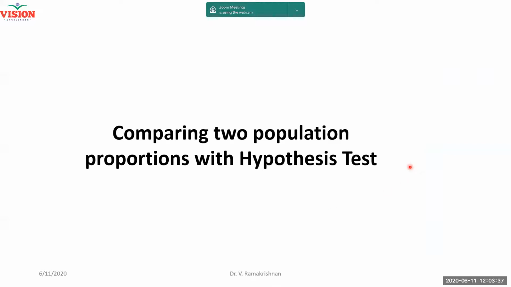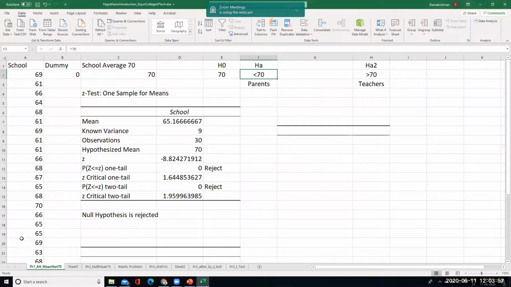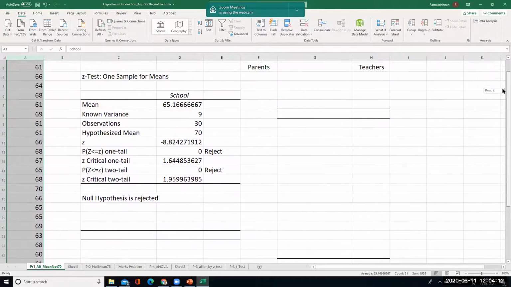Now, what I will do is stop this and go to the Excel sheet. I will go to this Excel sheet. Now, this is the marks. This is the 30 marks. Do you see the screen? Hello? Participants, do you see the screen? Type yes. Yeah, the screen is visible. Excel is visible.